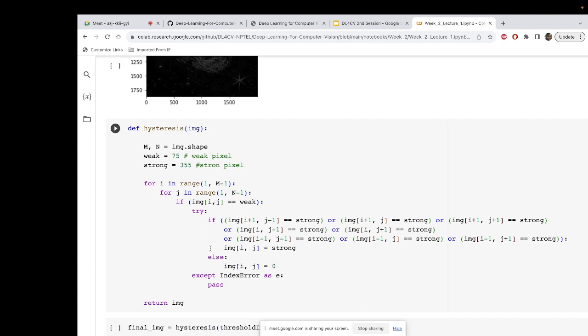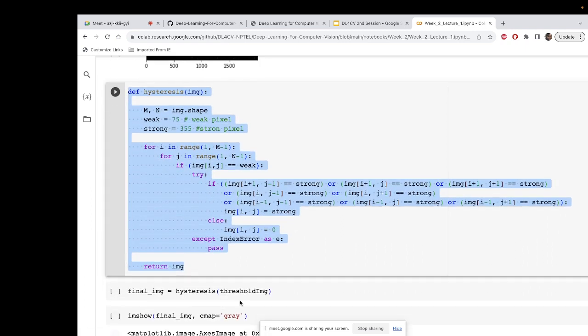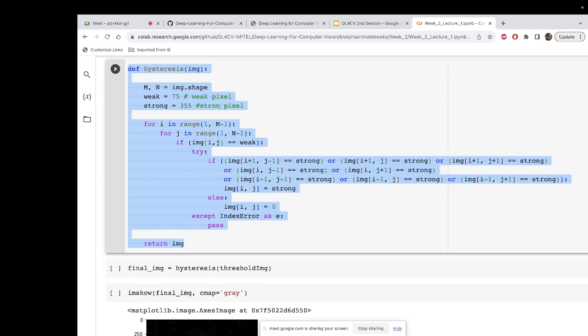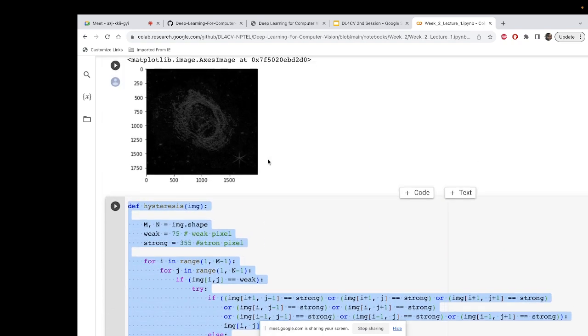Hysteresis says that I will retain an edge point which is a weak one, by the way. I will retain a weak edge point if in its neighborhood there is another strong edge point. Okay, so that is what is implemented here. There are a lot of for loops and all, so you can go through the code. This will give you an exact feeling of what is going on inside Canny. So that is why I wanted to show you this code.